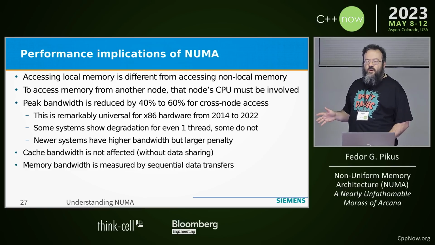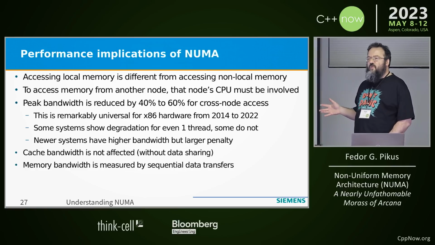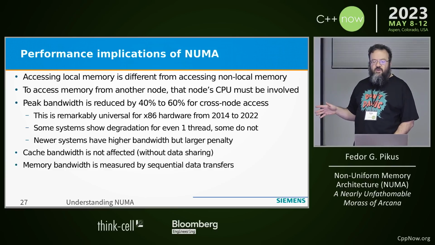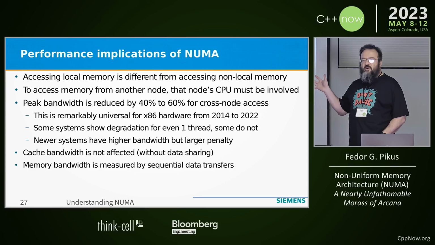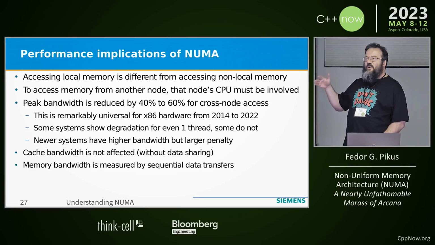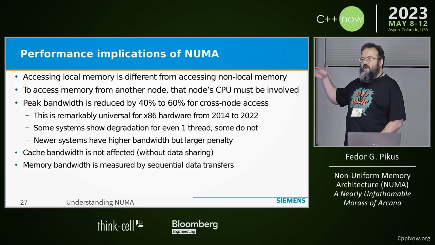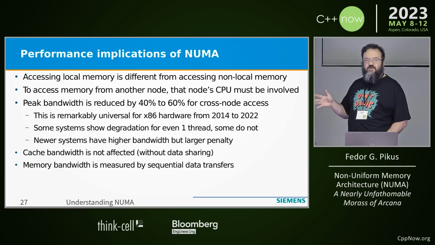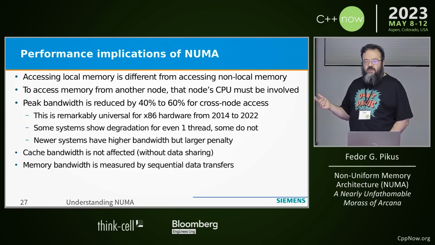You're going to lose anywhere around half of your memory bandwidth if your program is memory bound and you have to go across nodes. This number is actually fairly universal, between 40 and 60%. What varies is how many threads you need to run to get there. But at saturation, it's around half of the bandwidth across nodes and within node. On the newer systems, you will experience this even for one thread. On older systems, you won't.